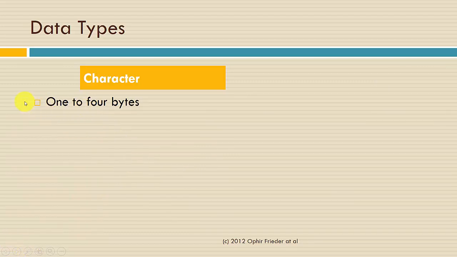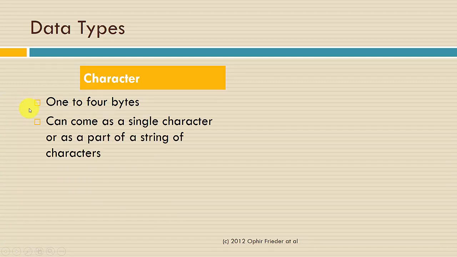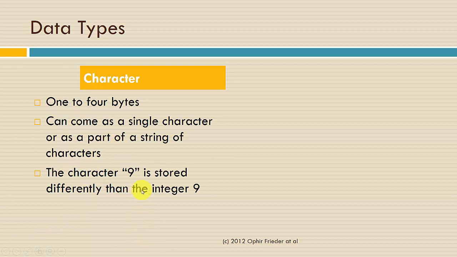But a character is 1 to 4 bytes. 1 to 4 bytes can come as a single character as part of a string of characters. What happens though is some of these numbers that are being thrown out can differ from language to language, so don't think that these are always true. Some languages handle things differently than other languages. The character 9 is stored differently than the integer 9. One of the things we'll talk about later when we really start getting into the language, which is going to happen next chapter, is that we can have something that's stored as a character that can be numeric, as well as something that's stored as an integer in this case that's numeric, or a number.